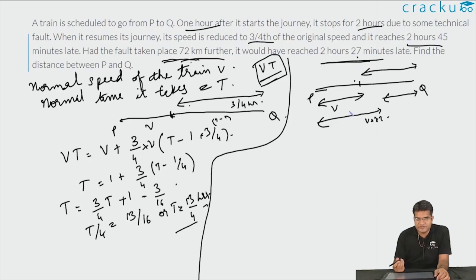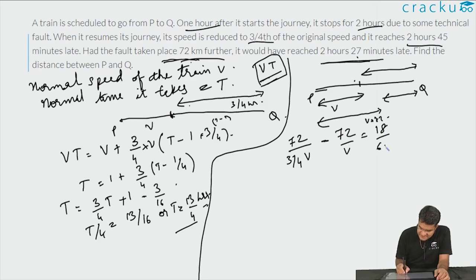If you represent it using an equation, you would get that the time that had actually been taken was 72 by 3/4V, minus, if it had traveled those 72 kilometers at a faster pace, this is equal to 18 minutes by 60. This is the only difference in the hypothetical situation and the actual situation that has happened. If you solve this equation, you will get the value of V. Let us try to do that.